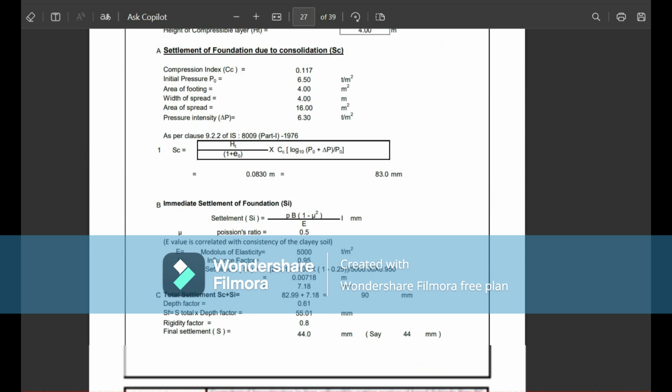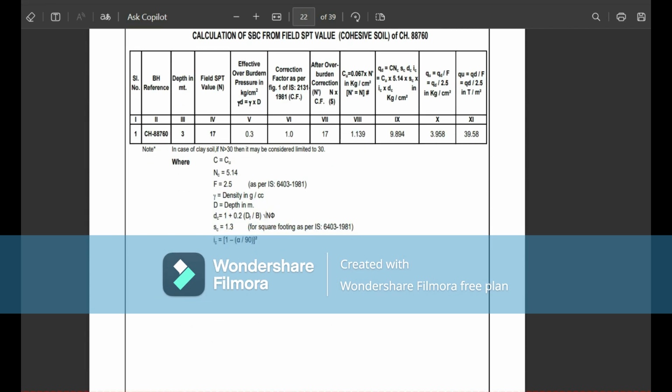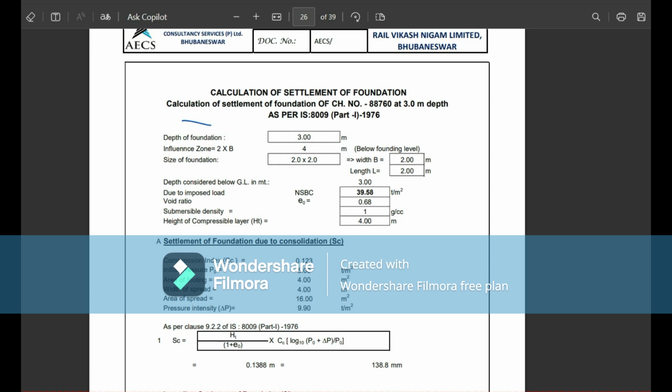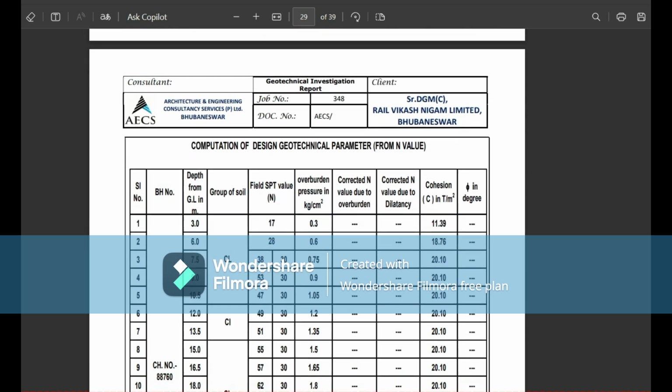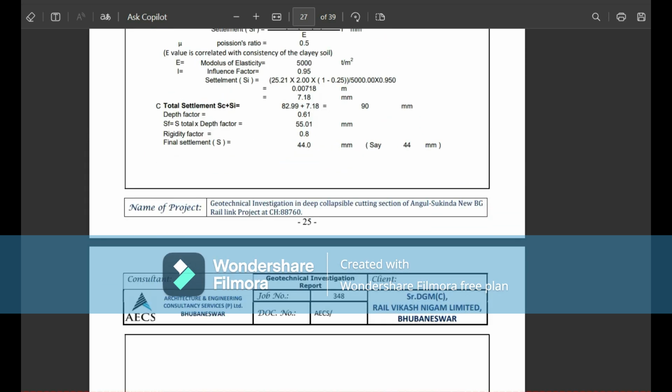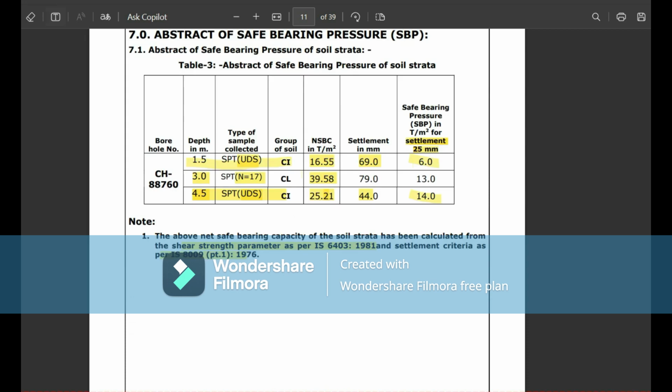So as per 68.7 mm, they calculated at a depth of 3 meters and a depth of 4.5 meters, and at 4.5 meters the final settlement is 44.4 mm. Here I already told you the settlements calculated are 69, 79 and 44 mm, and then as per 20 mm settlement, what bearing pressure we can apply on this soil surface. So we calculated it.